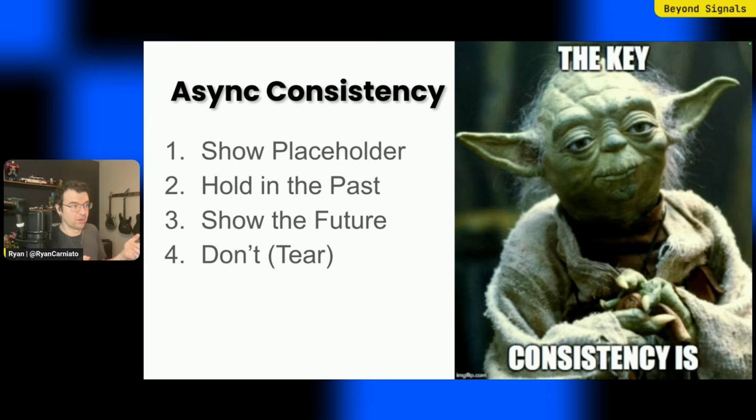These are all valid options, all four here. Show placeholders, hold in the past, show the future, or don't be consistent: tearing. Even tearing, which is inconsistent, is an option here. Ever use a type ahead? That's generally a form of tearing. Each only applies to certain scenarios though.